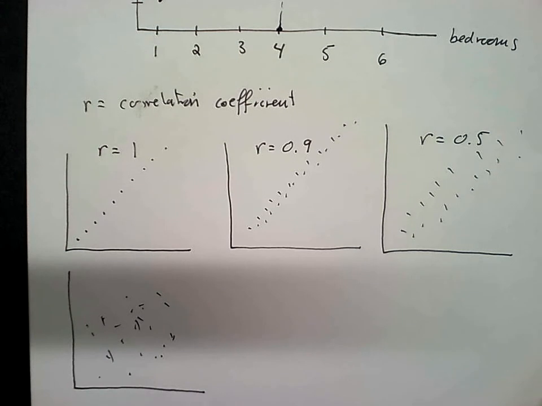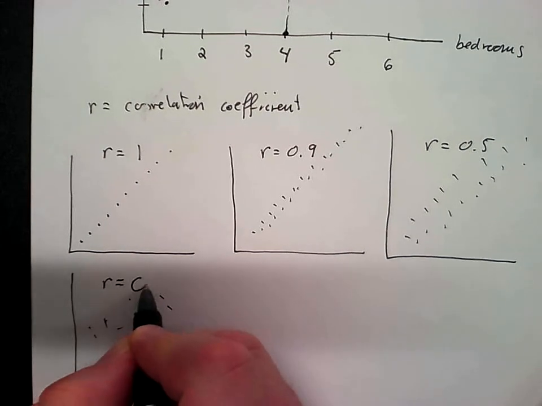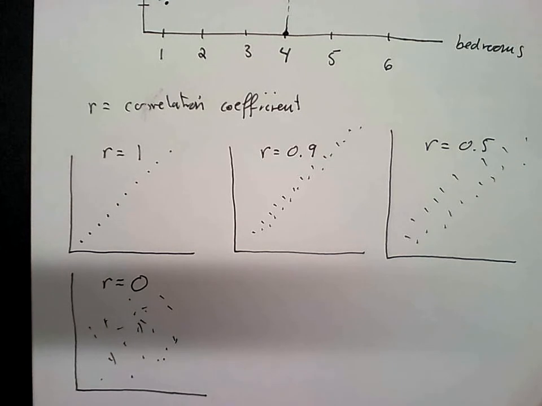Here, that doesn't look like a straight line at all, right? That looks like something that got shot out of a shotgun, right? If it looks like something that got shot out of a shotgun, we're going to say that this has an R value of 0. Is everybody good with this so far?